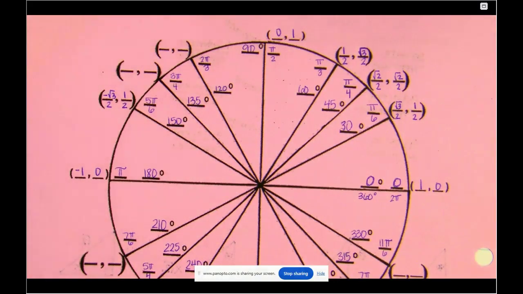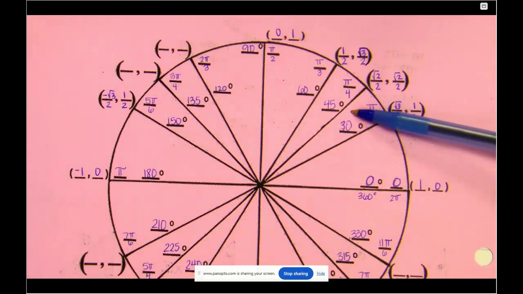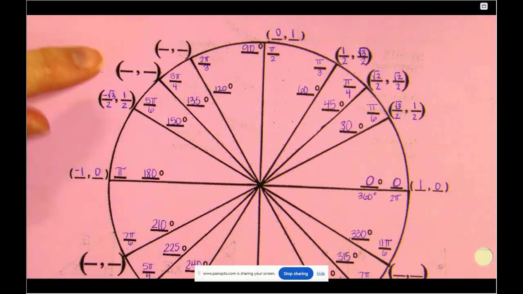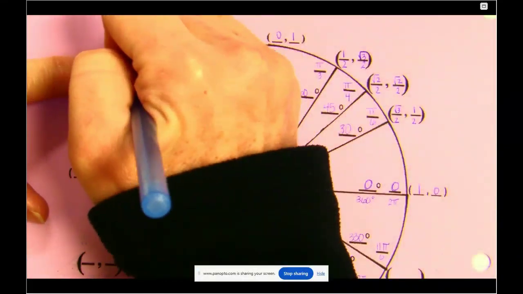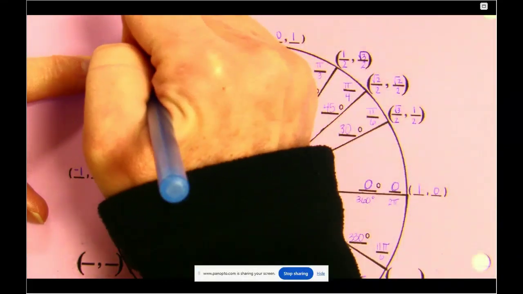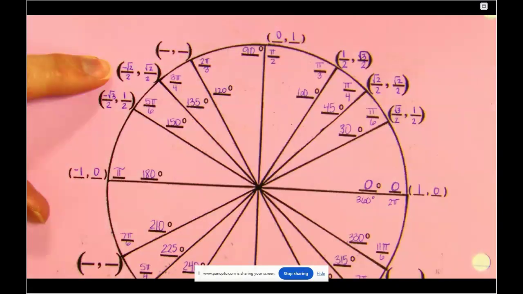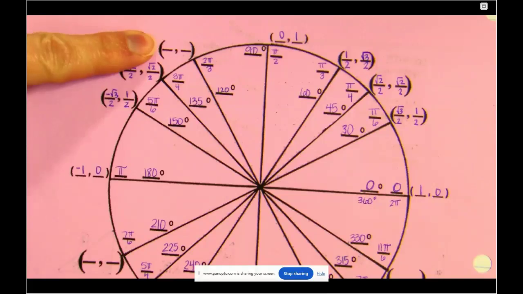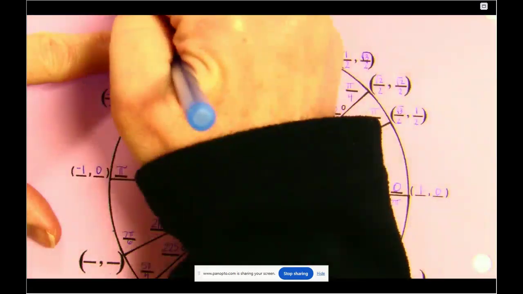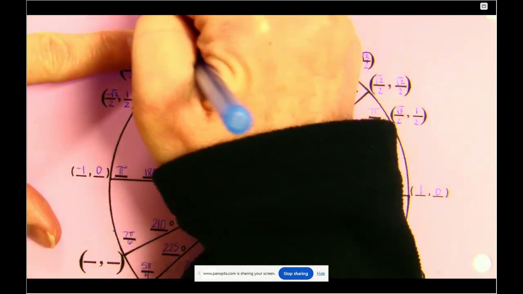Okay, so 45 degrees corresponds to what in the second quadrant? 135. The only thing that's different is that his x is negative. So this transfers over to 45. So negative x, positive y. Okay? Which means that 120 relates to 60. What's his coordinate point? Yep, negative 1/2, square root of 3 over 2.